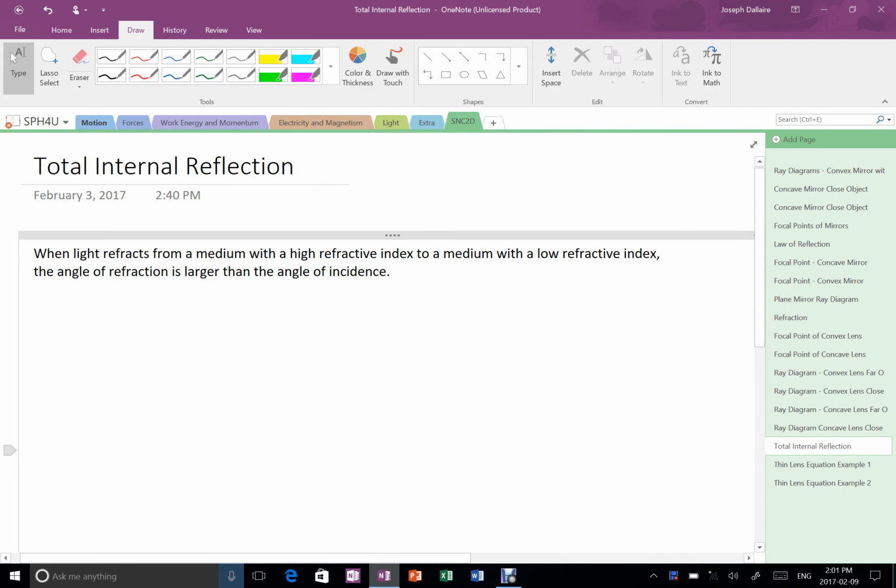In this video, I'm going to be talking about total internal reflection. When light refracts from one medium with a high refractive index into a medium with a low refractive index, the angle of refraction is larger than the angle of incidence.